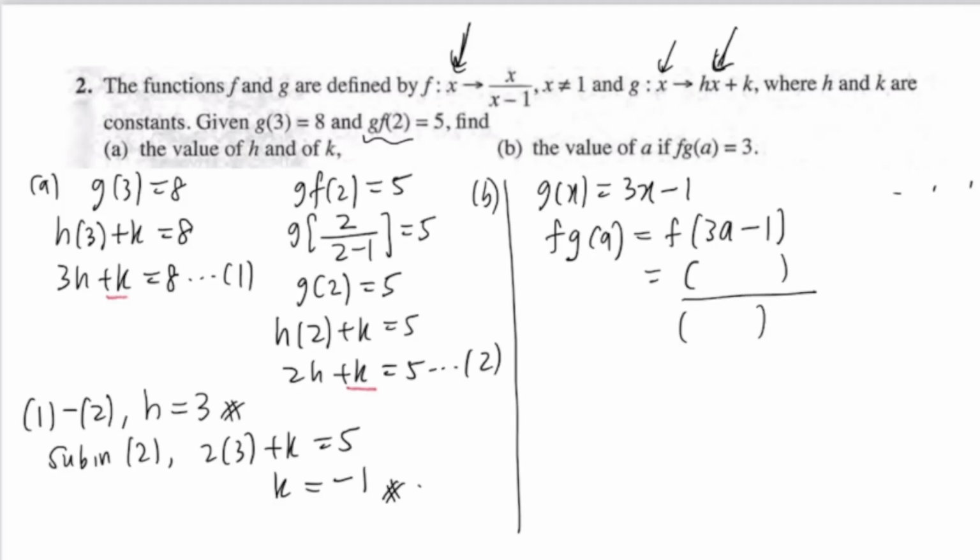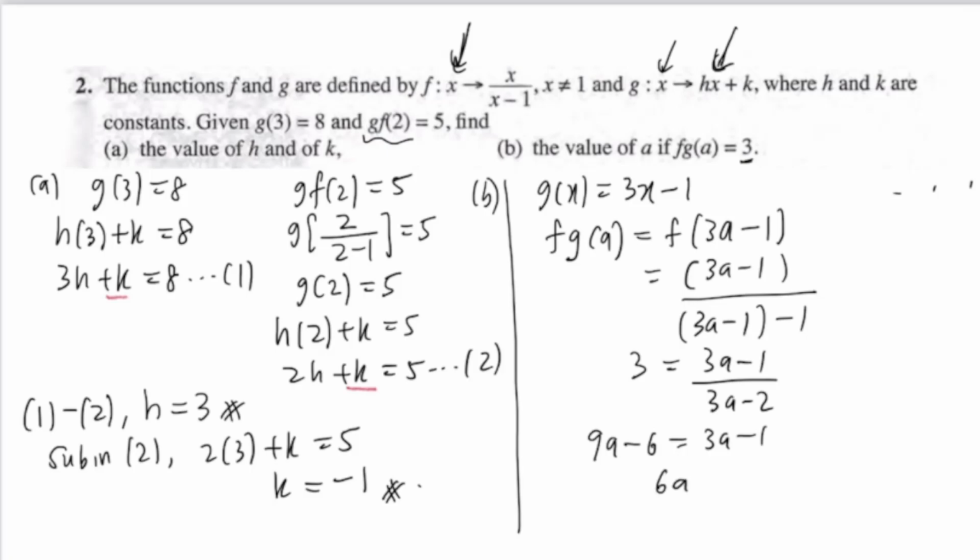If you put 3a minus 1 here, we need to replace x with 3a minus 1. Now your fg(a) is 3. So this is 3a minus 1 and this is 3a minus 2. So what we need to do is to cross multiply to get 9a minus 6 equals 3a minus 1. 9a minus 3a is 6a. Bring the 6 over, you get 5. a is 5 over 6. Alright, that is question number 2. Okay, let's move on.